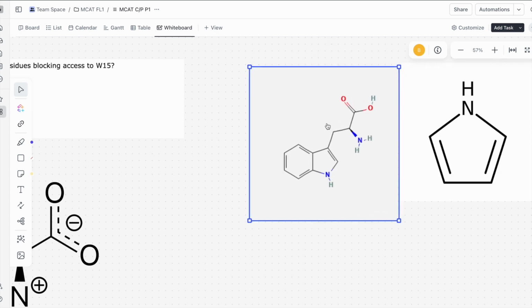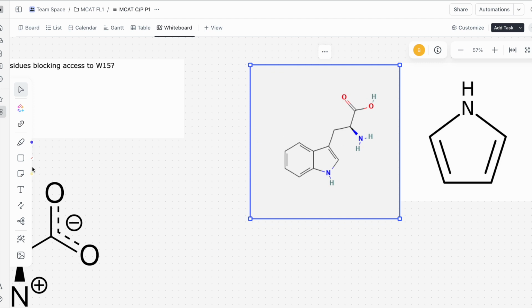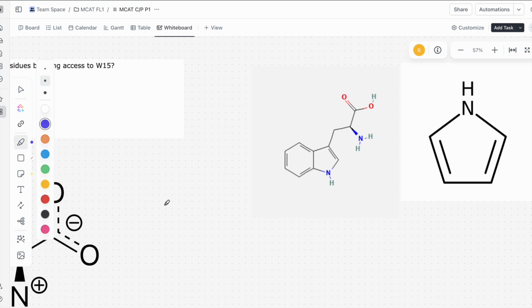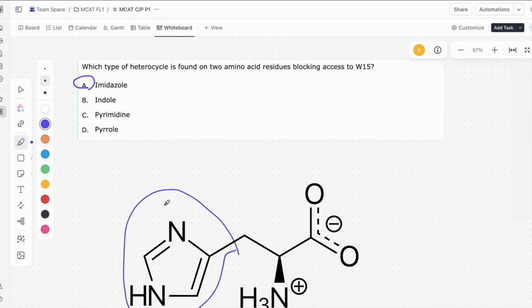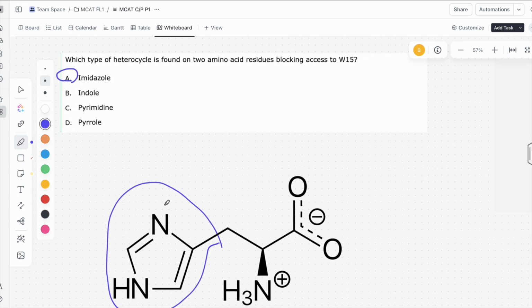Interesting. All right, well, you do need to know the names of these groups as they are going to be tested on the MCAT. They're very common. So names like imidazole, indoles, pyrimidines, which you should know are classes of nitrogenous bases for the DNA nucleotides.